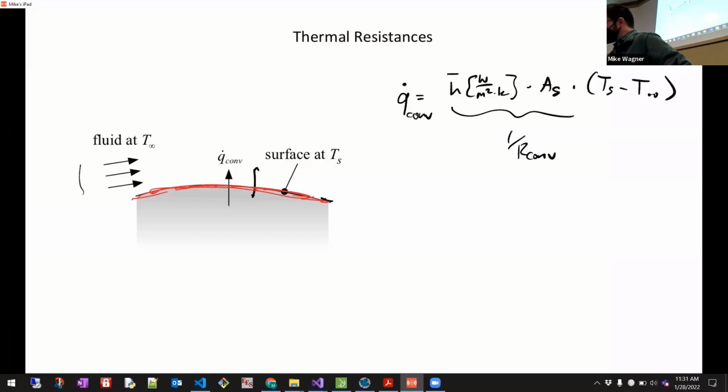Okay, by the way, this is called Newton's law of cooling. I don't know if you'll ever use that again, that's what it's called.